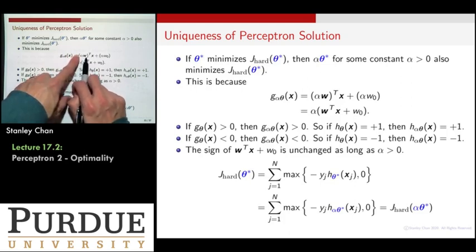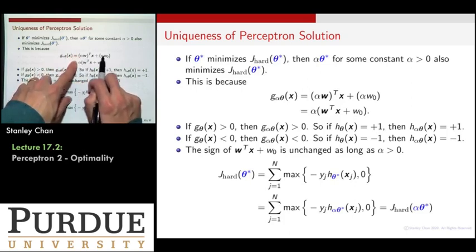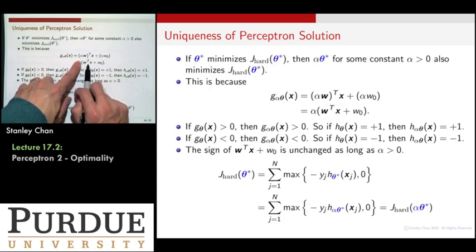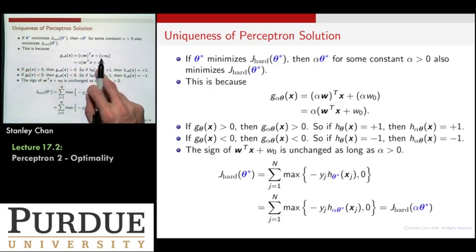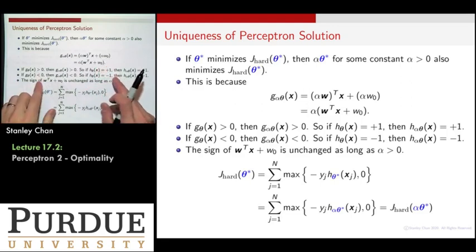Okay, so this alpha times W and alpha times W0, you can just grab the alpha out. It will become alpha times the W transpose X plus W0. That's the linearity of your discriminant function. Okay, so that's very important.